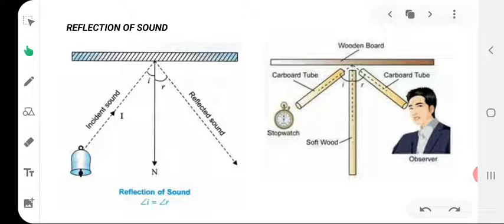Soft or porous surfaces are bad reflectors of sound, such as clothings, curtains, thermocol, cork, soft carpets. They are all bad reflectors of sound. These actually become good absorbers of sound. So, these sound absorbing materials are used to cover walls, ceiling, and floor of auditoriums and cinema halls to reduce reflection of sound.